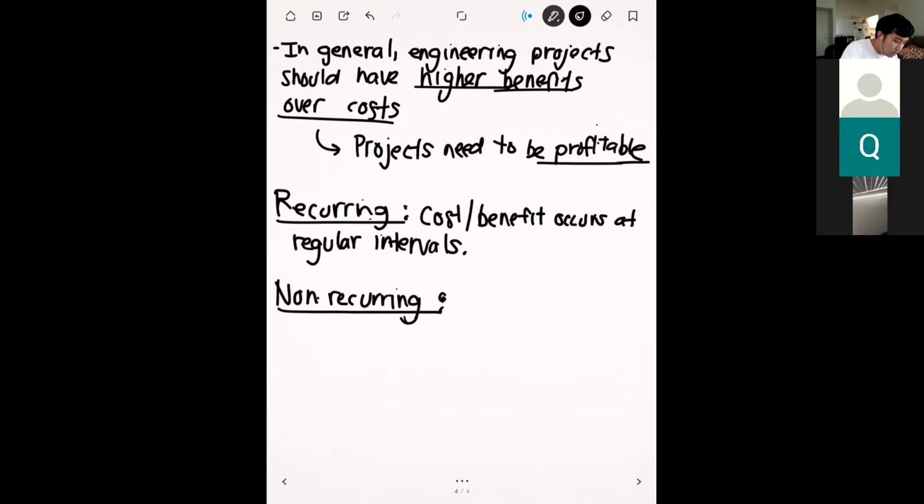And so the opposite of recurring is non-recurring, right? These are costs and benefits that occur at irregular intervals, or maybe once or twice.